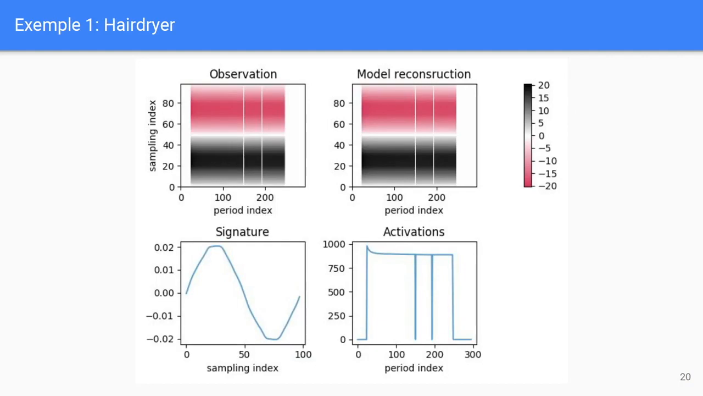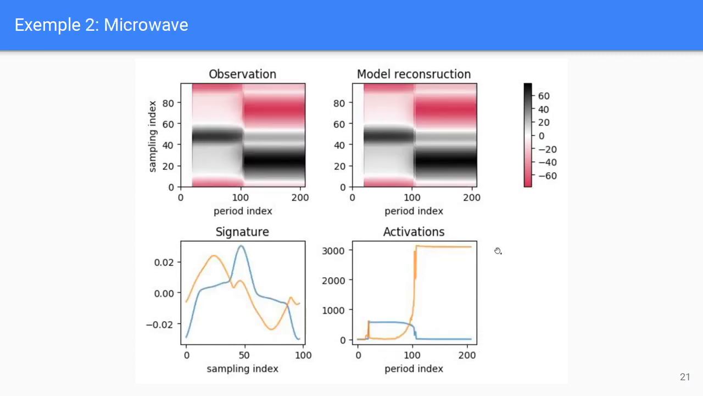So let's look at this first example. We have here a hairdryer. On the top left, we have the observation matrix, and we see that this observation can be decomposed with only one signature and one activation. So it's the case where K equals 1. And with those signature and activation, we can reconstruct the observation very, very well. In fact, this observation is just the multiplication of this signature by this activation along the time. And we can see that this activation is either zero or constant during the time.